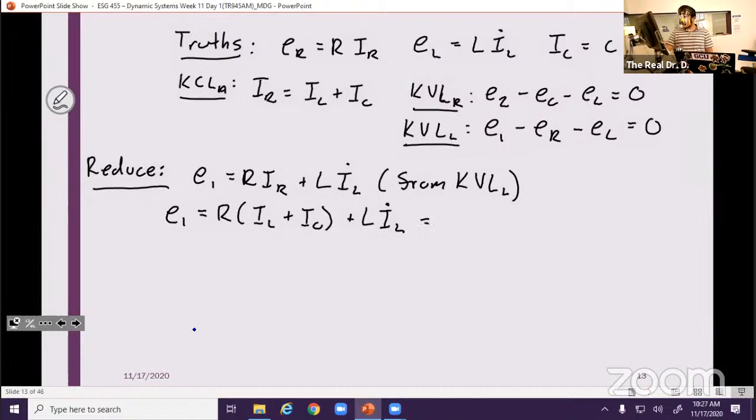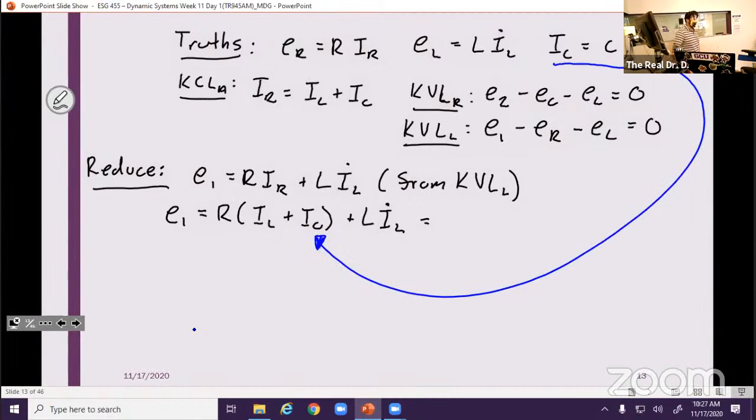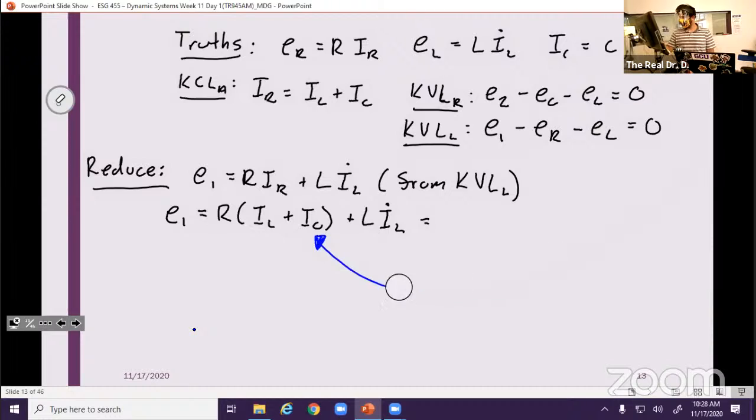I can also plug in for IC, right? Because I've got IC in terms of EC, right? Which is what I want. So I can plug that in there as well. That's what we'll do.